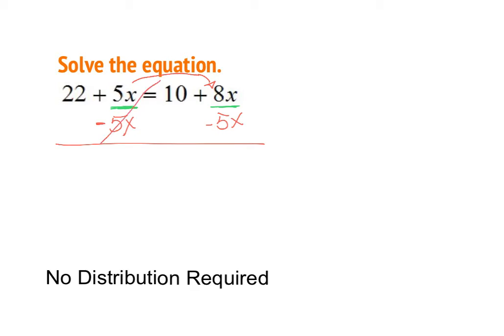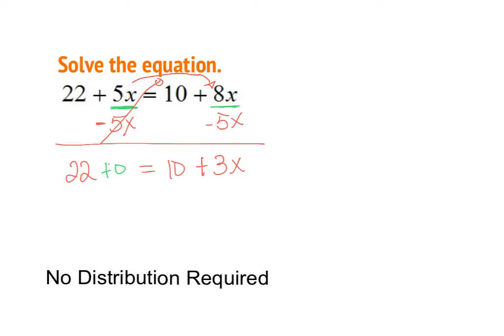So now I'm going to bring down everything that's the same. 22 stays the same. That 5x minus 5x gives me 0, so I don't need to write it. So if you wanted, you could put plus 0. That's not necessary. Equals 10, we did nothing with it. And then 8x minus 5x. That will give me 3x. That is a positive, so plus 3x.